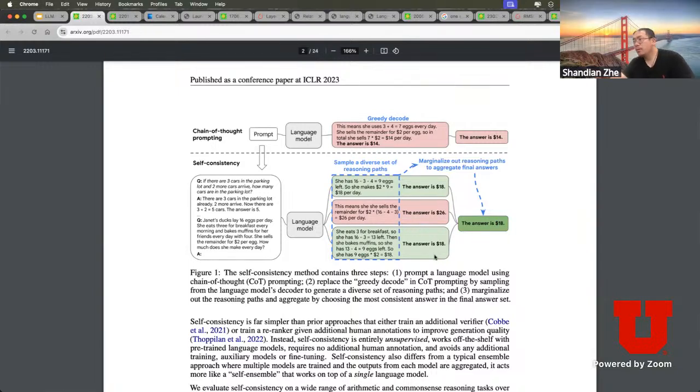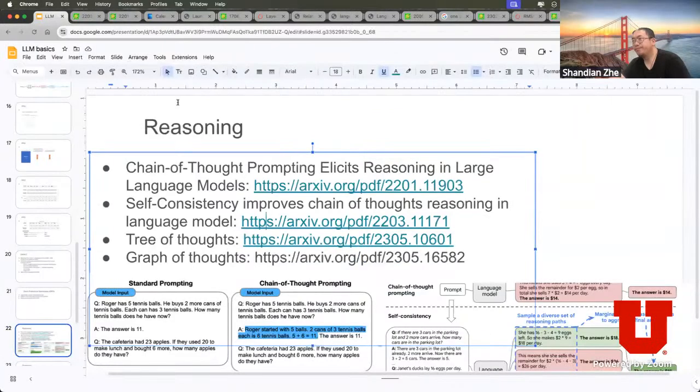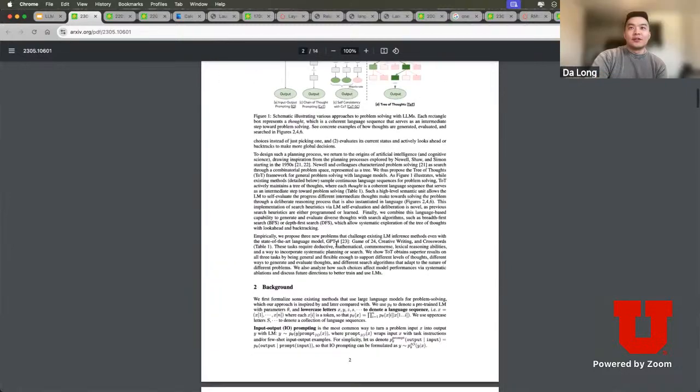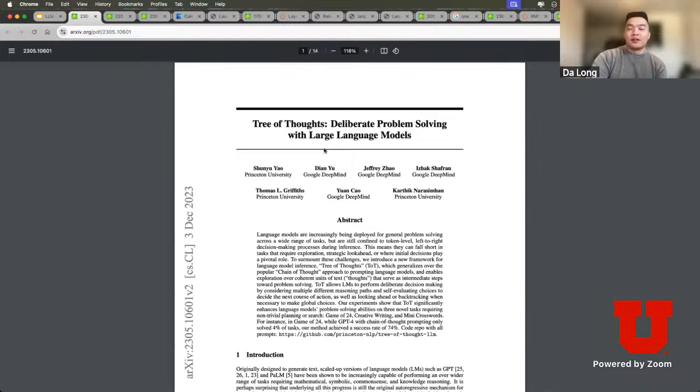But there's no training. It's just asking the model to give 3 answers and do some voting. And it's probably ICLR 2023. Okay, and then this one, they are not calling it chain of thought.